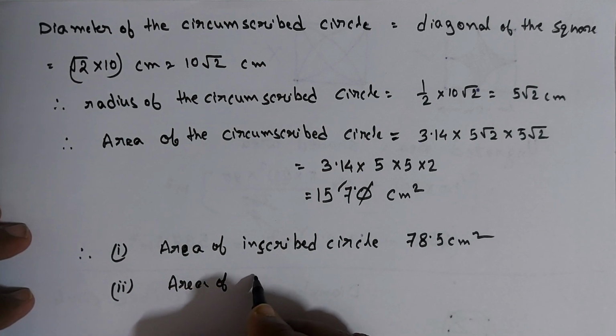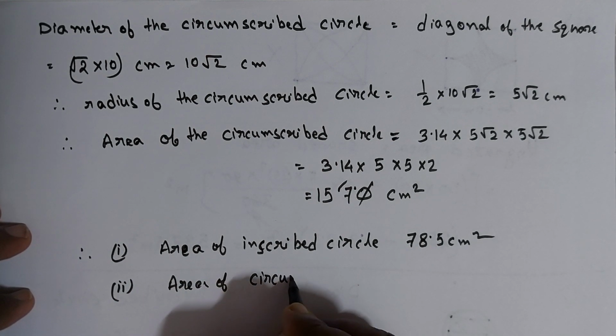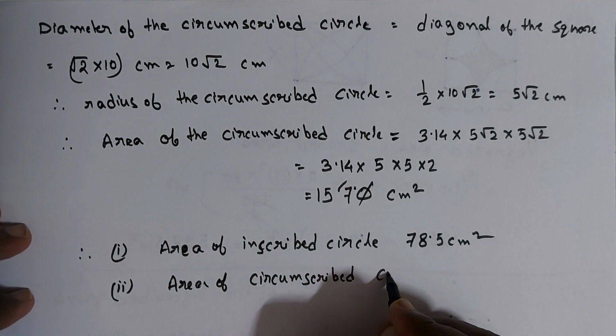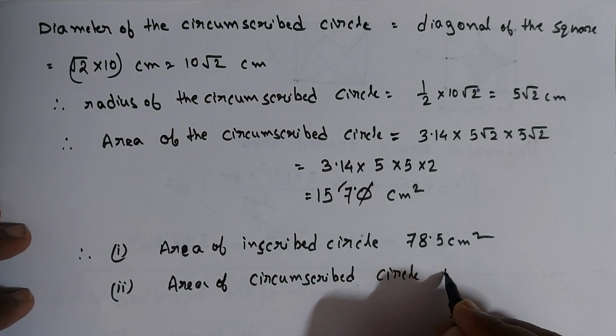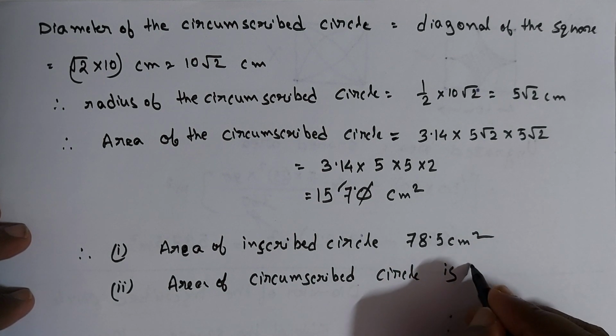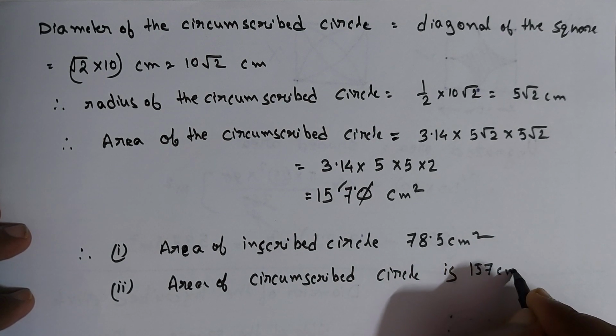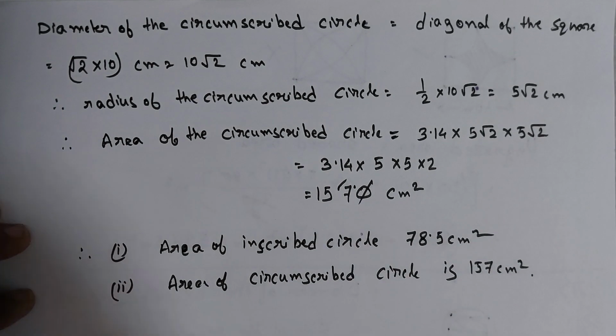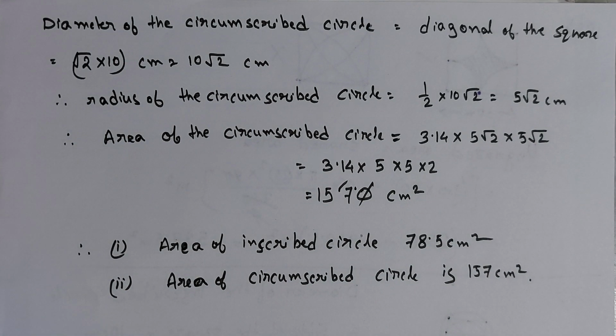area of circumscribed circle is 157 centimeter square. Okay. So we are going to move to the next question. Next question is question number 29. So question number 29. Okay.